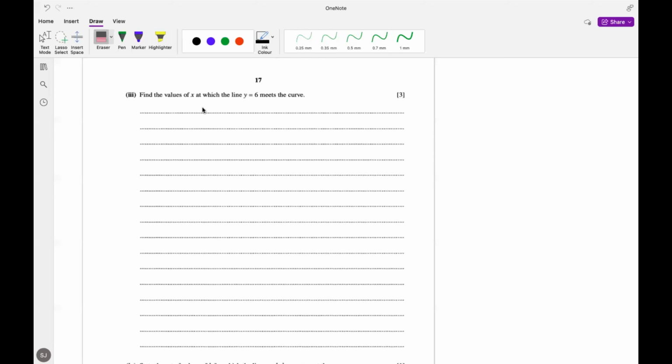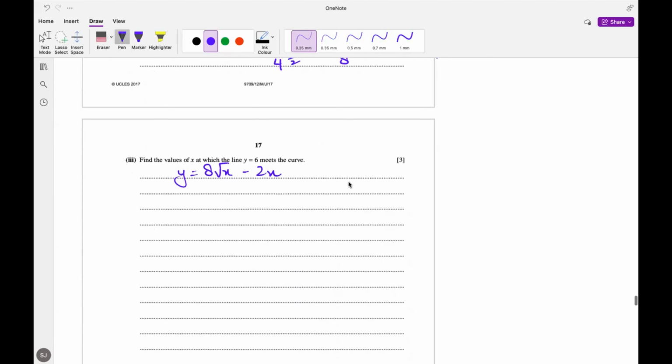In part 3, it is asking us to find the values of x at which the line y equals 6 meets the curve. Now the equation of the curve was y equals 8 root x minus 2x, and the equation of a line is y equals x. To find the values of x at which they intersect, we'll equate 8 root x minus 2x equals 6. Now to solve this equation, we must first recognize that this can be written as a quadratic equation if in place of x we write y squared, then square root of x will be written as y. So this will become 8y minus 2y squared equals 6.